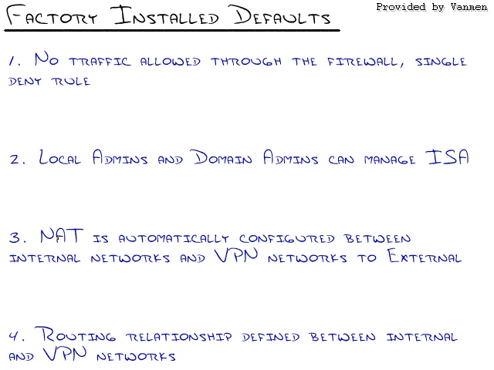From there, rule number 3. NAT, network address translation, is automatically configured between the internal networks and VPN networks to the external. As a matter of fact, let me grab just a blank white slate here and show you what that means, because I know we haven't gotten too deep into the terminology yet.